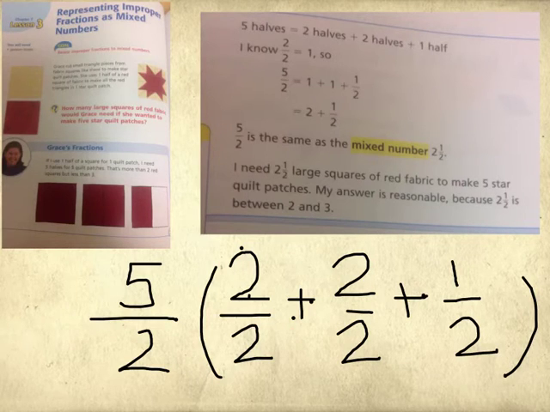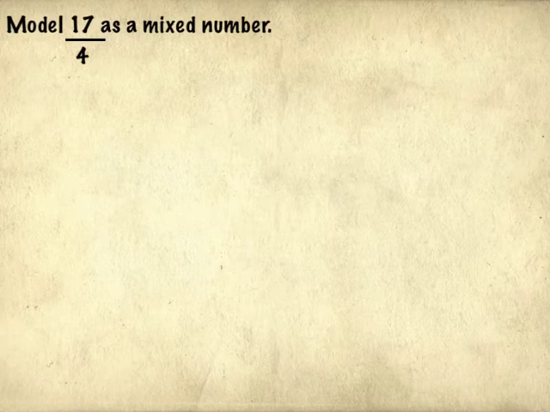She needs 2 and a half large squares of red fabric to make 5-star quilt patches. And she knows that her answer is reasonable because 2 and a half is between 2 and 3. So let's see if we can do it. It says model 17/4 as a mixed number. So I have to decide how many fourths are going to be in 17/4.